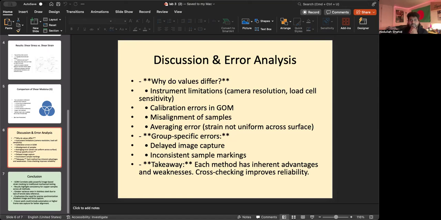In our group, specific issues such as delayed image capture and inconsistent sample markings added an extra layer of variability. So this reinforces the idea that no single method is flawless. Cross-checking results helps improve confidence and identify anomalies.